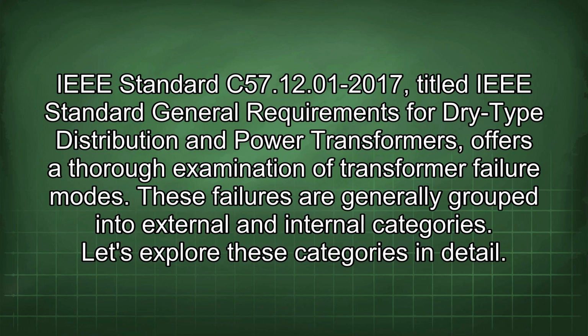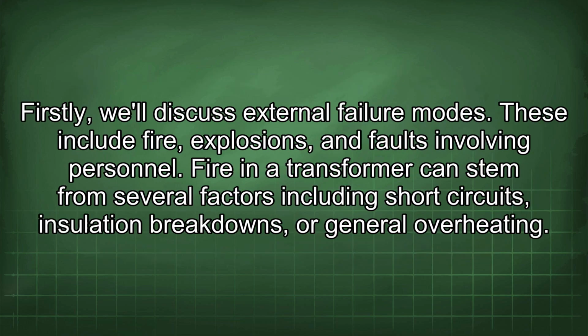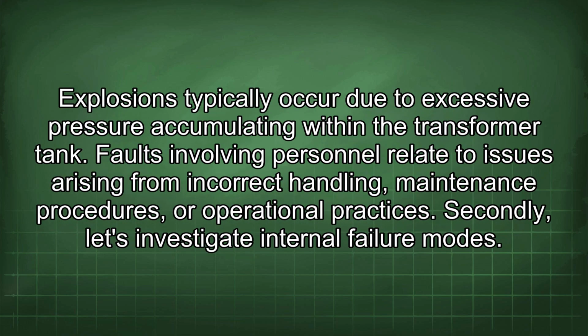Let's explore these categories in detail. Firstly, we'll discuss external failure modes. These include fire, explosions, and faults involving personnel. Fire in a transformer can stem from several factors, including short circuits, insulation breakdowns, or general overheating. Explosions typically occur due to excessive pressure accumulating within the transformer tank. Faults involving personnel relate to issues arising from incorrect handling, maintenance procedures, or operational practices.